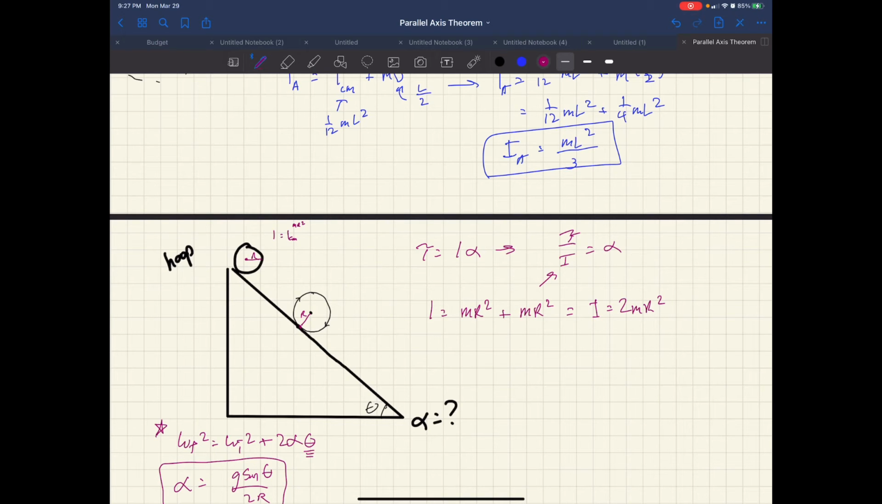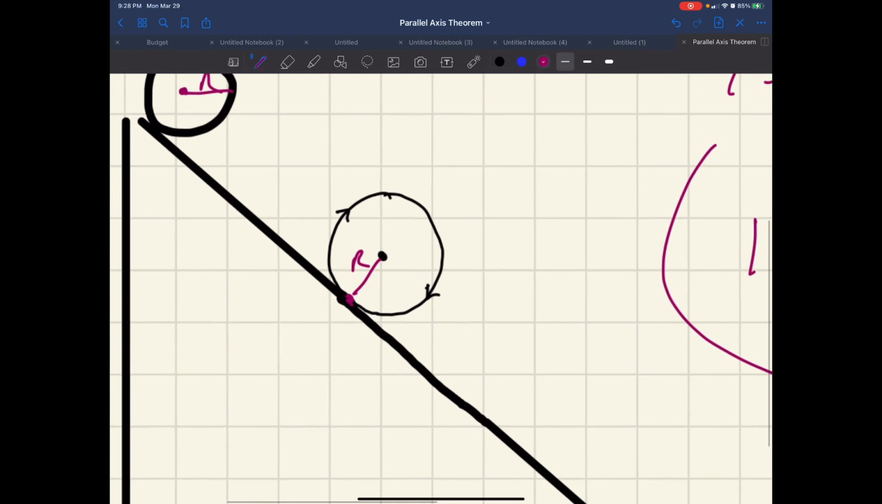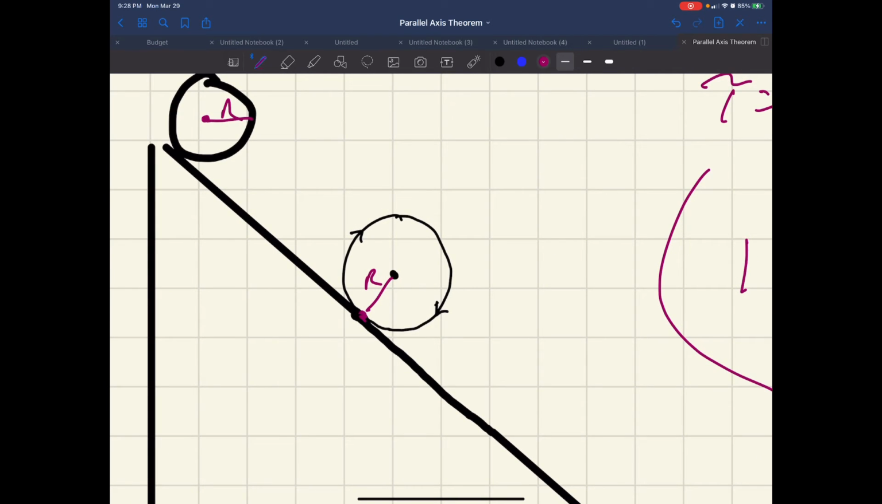Now let's think about the torque. I'm going to zoom in again. Remember that, let's do torque in blue. Torque is equal to F times r. What force? So what is the force causing this rotation?